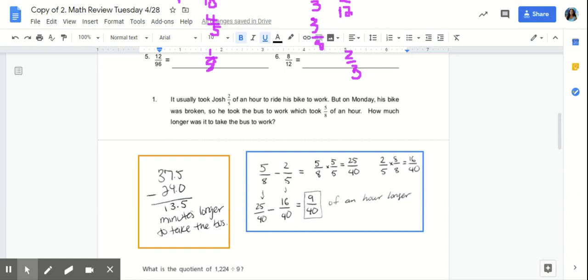Another strategy you could have used was to just simply subtract your fractions. But first, we had unlike units, so we had to create equivalent fractions. 5/8 multiplied by 5/5, you'll get 25/40, and 2/5 multiplied by 8/8 is going to get you 16/40. Now we're able to subtract that, and we'll get 19/40 of an hour longer.